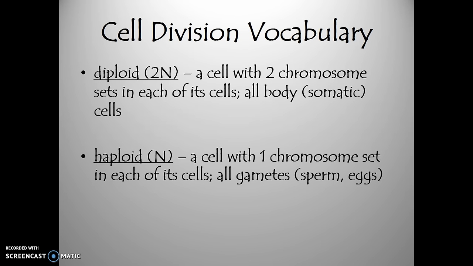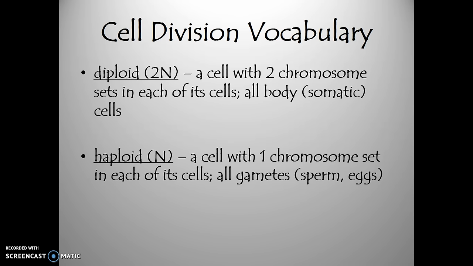Then you can have haploid. Hap, that prefix means half. So haploid has one half of your chromosomes. It only has one set. These are your gametes, okay? Your gametes, your eggs and your sperms are haploid, okay? So gamete and haploid go together.